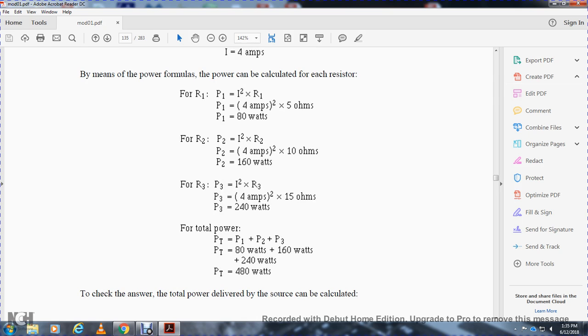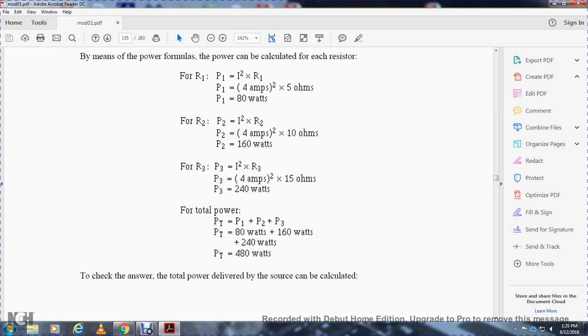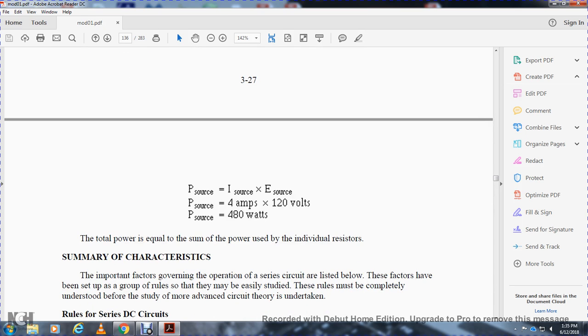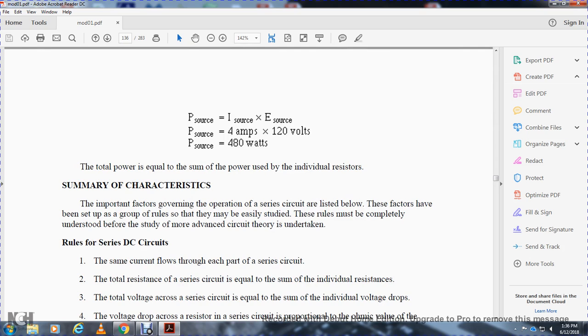Total power would equal 80 watts, 160 watts, 240 watts. Total power 480 watts. Check the answer. Total power delivered by the source to be calculated. Power source is equal to I source, amp source, times the volt source. The power source is equal to 4 amps times 120 volts, equal to 480 watts. The total power is equal to the sum of the power of the individual resistors.